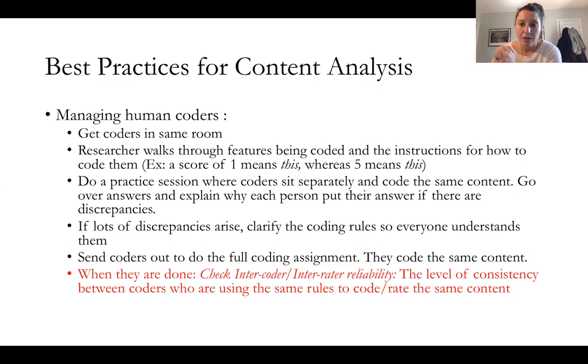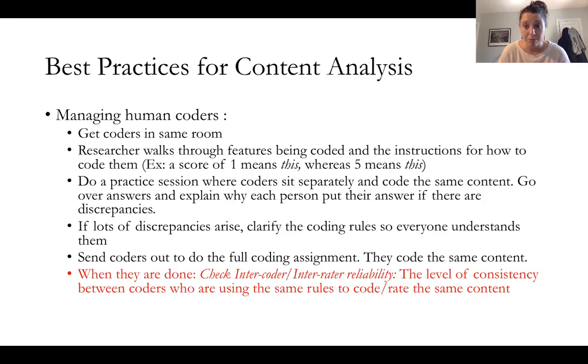And the researcher does something called checking the intercoder reliability or the inter-rater reliability. That's a research phrase. It means the level of consistency between the coders who are using the same rules to code the same content. So at the end of the day, are they agreeing? Are they saying, yes, this one was pessimistic? Yes, this one was optimistic. How much agreement is there between the coders? If there is a substantial amount of disagreement, that is not good, right? You have to do a lot of this over. If there's a lot of agreement, that's a good thing.